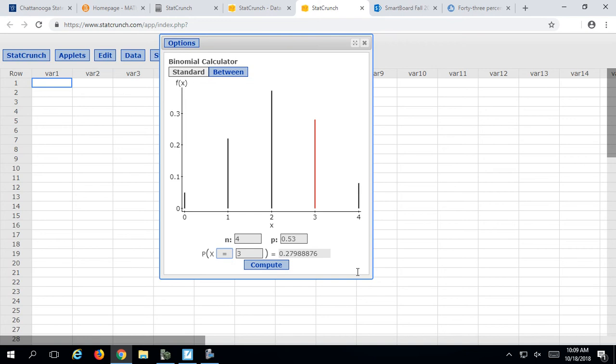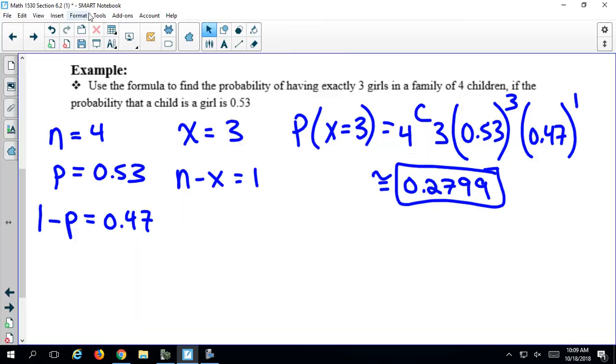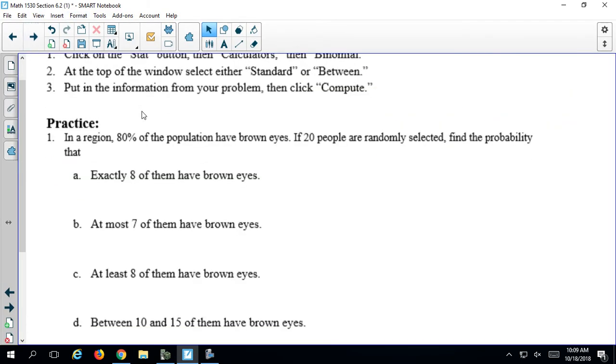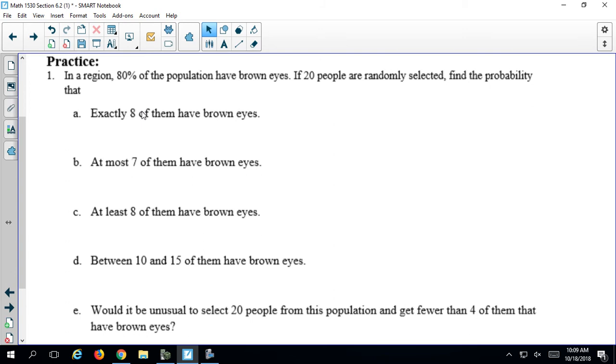StatCrunch just takes care of the tedious calculations. All right, so keep that open. We're going to do the next problem together. I'm going to change some of these too because I don't like the numbers here.